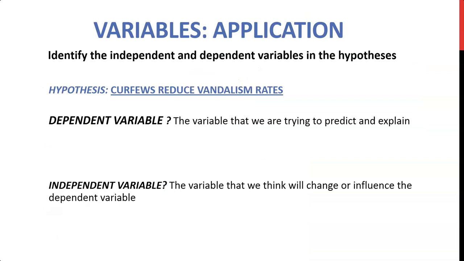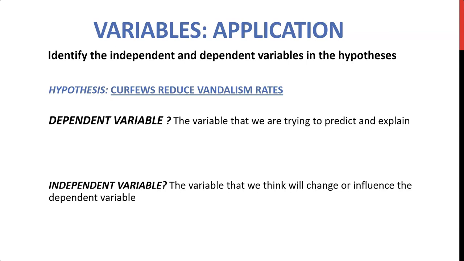So let's see if you can identify the independent and dependent variables in this hypothesis. So let's say, for example, that there was a lot of vandalism happening in your neighborhood, and people thought that young people were involved in the vandalism. And so one of the hypotheses was that perhaps as a solution, a curfew could be imposed, and that a curfew would help to reduce vandalism rates. But you wanted to study this hypothesis first to see if there was any evidence out there to prove that curfews were actually effective in doing this.